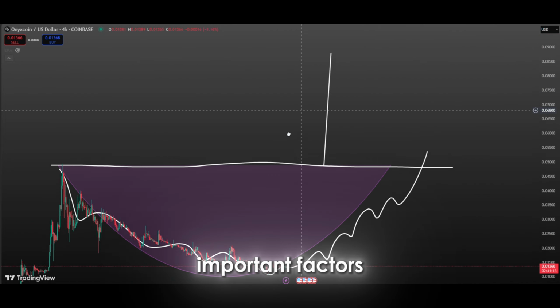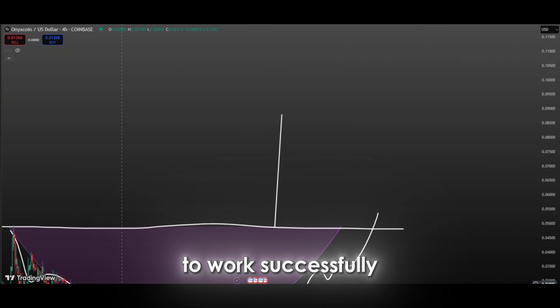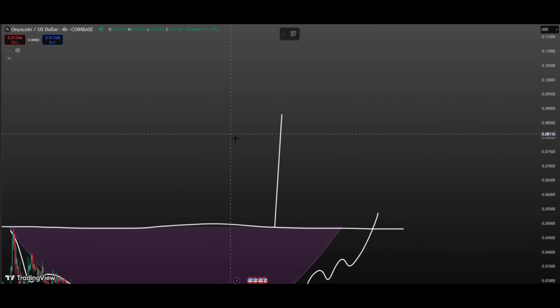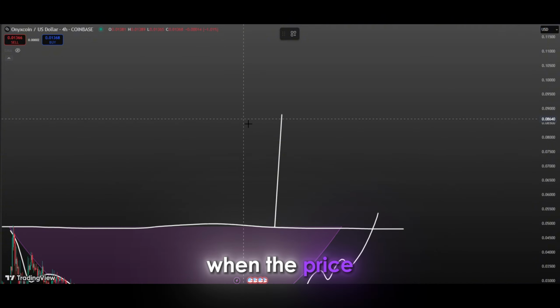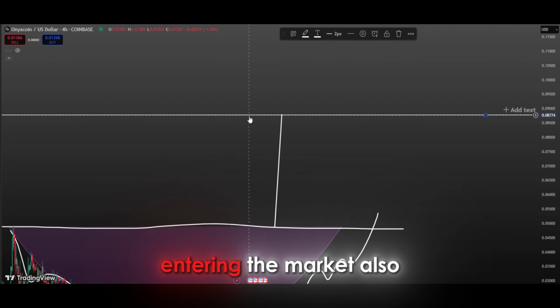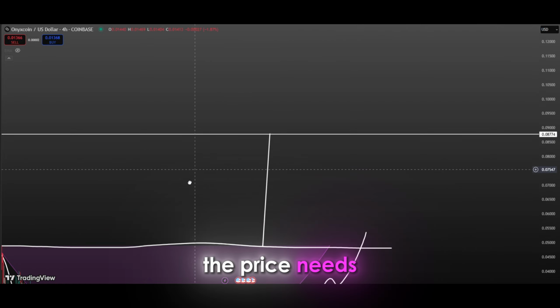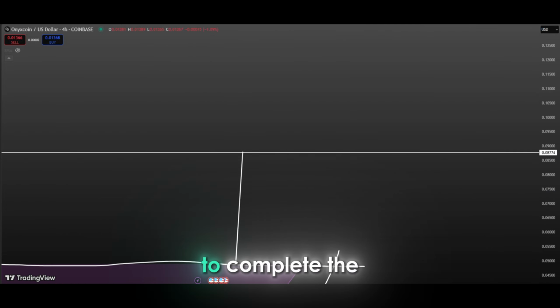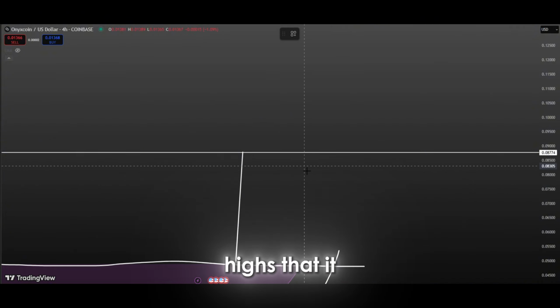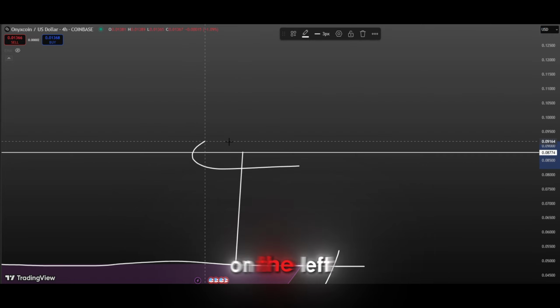There are several important factors for the pattern to work successfully. The first one is an increase in volume. This is because upside breakouts of bowl patterns usually occur on high volume. If there is an increase in volume when the price starts its upward movement, this will be a strong signal that buyers are entering the market. Also, the price needs to move towards the top of the dish to complete the pattern. If this happens, we could see the price moving towards the highs that it previously formed on the left side.